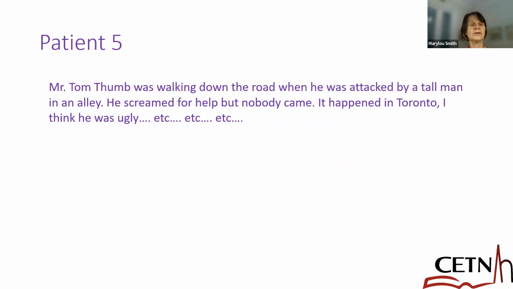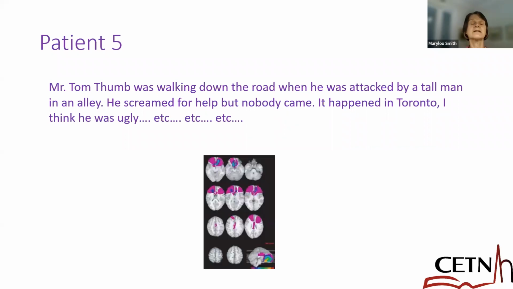And my final example, this patient said, Mr. Tom Thumb was walking down the road when he was attacked by a tall man in an alley. He screamed for help, but nobody came. It happened in Toronto. I think he was ugly. And on and on he went with all kinds of details that he was making up that had no relation to the story. And in fact, this was a patient who had significant inferior and orbital frontal abnormality. And this is an example of confabulation.